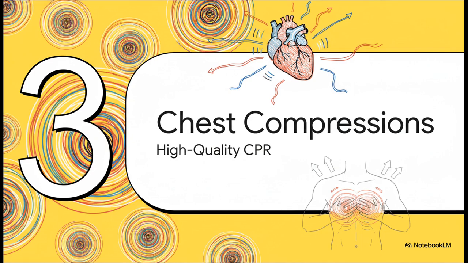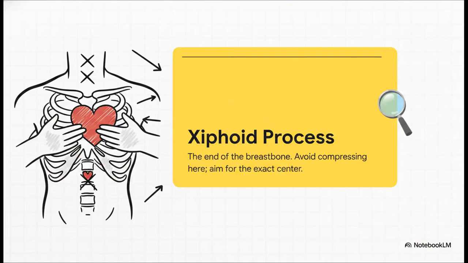This is the absolute core life-saving action. This is where you literally step in to act as the patient's heart. To do this effectively, we really need to understand a bit of clinical anatomy. You've got to place the heel of your hand in the exact center of the chest, right on the sternum, directly between the nipple line. And you have to be super careful to avoid the xiphoid process. That's the very tip at the bottom of the breastbone. Oh, and obviously, avoid the throat too. Getting your hand placement exactly right ensures you're compressing the heart efficiently without causing unnecessary internal damage.